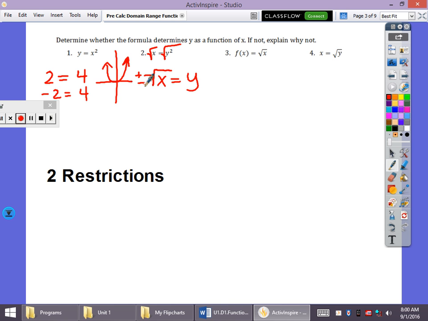Okay? So, if I put in 4 here, the square root of 4 is what? 2 and -2. So 4 can go with 2, 4 can go with -2. Is that going to work for it to be a function? No, because I have 2 of the same x's pointed to 2 different y's. Okay? I could have also plugged in numbers right from the start. I could have plugged in -2, and that squared is 4. I could have plugged in 2 and squared it, it's 4.